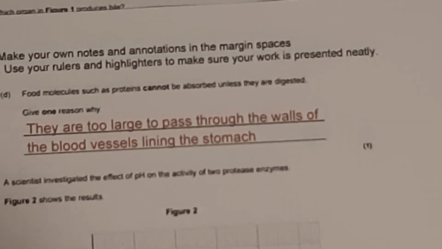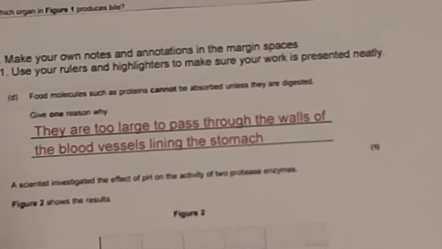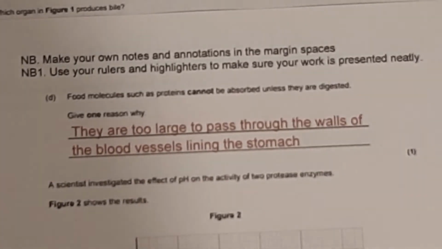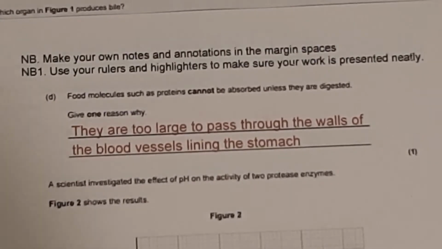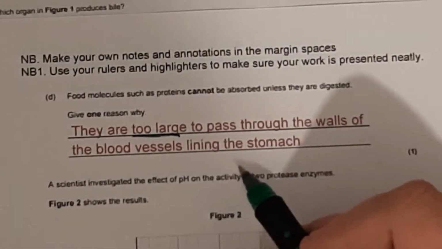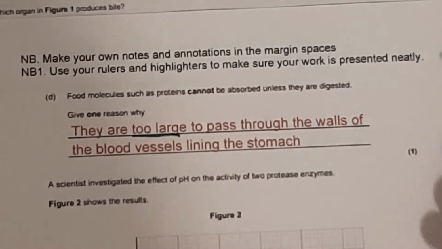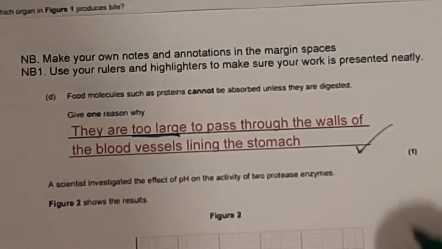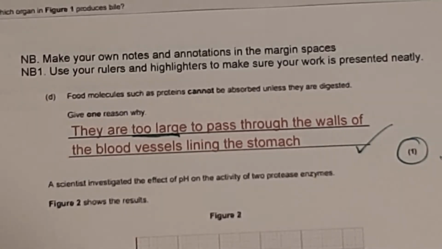Food molecules, such as proteins, cannot be absorbed unless they are digested. Give one reason why. So we can zoom in a bit more. The reason is that they are too large to pass through the walls of the blood vessels lining the stomach. They have to be broken down. So it's about them being too big or too large. If you got that right, give yourself a tick and circle the point.